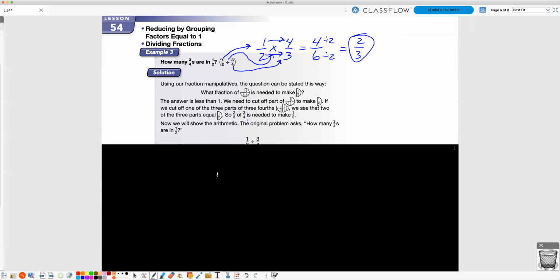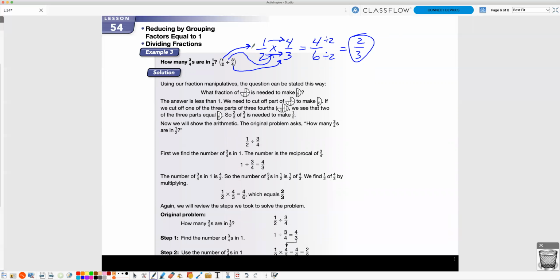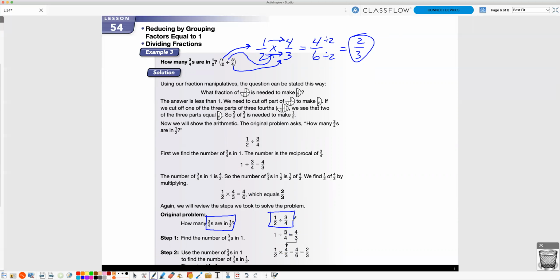Now we'll show it in arithmetic, and I just did that up there. So that's the same thing. If you're just going to use arithmetic, how many 3/4 are in 1/2? It's 1/2 divided by 3/4, and you just have to convert that into 1/2 times the reciprocal. That's the best thing to do, and then you end up with 4/6, and that reduces to 2/3.